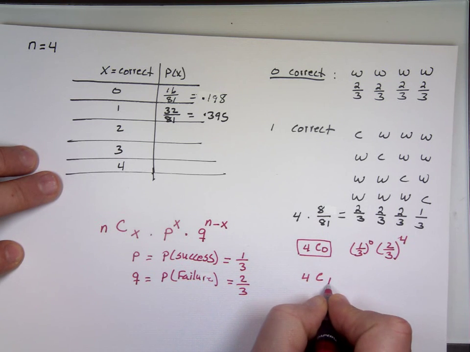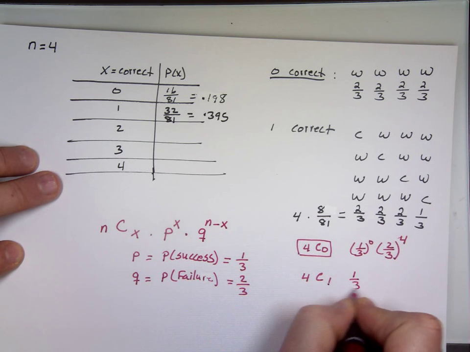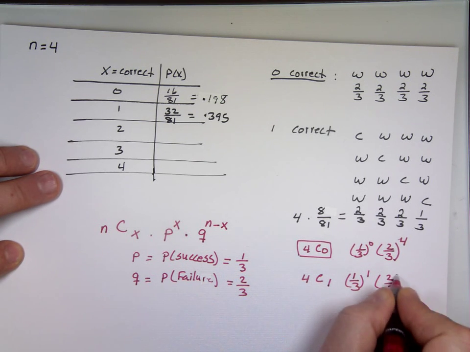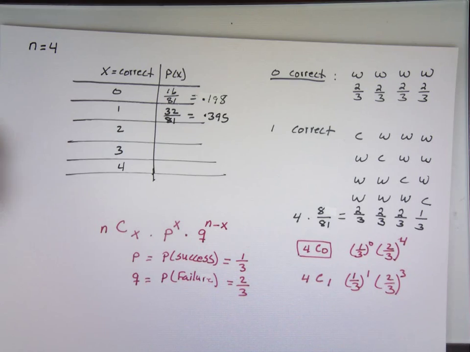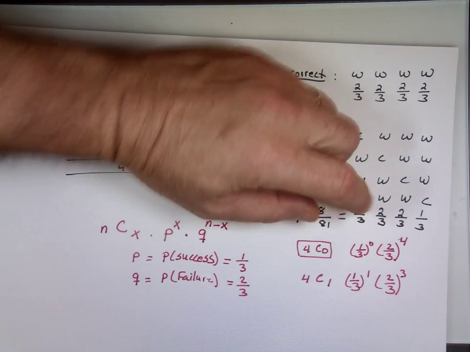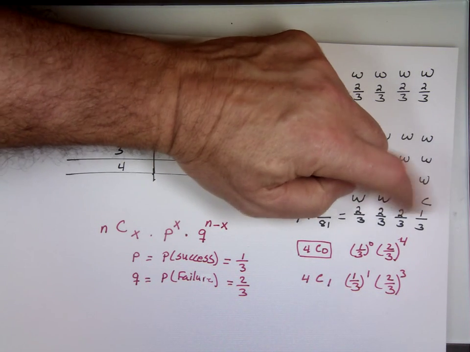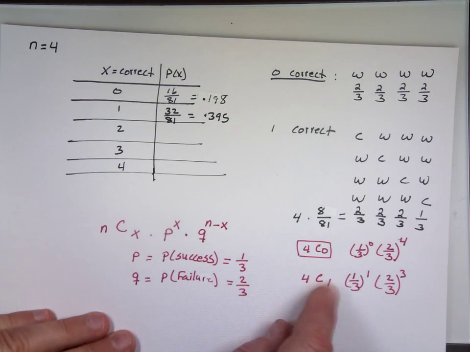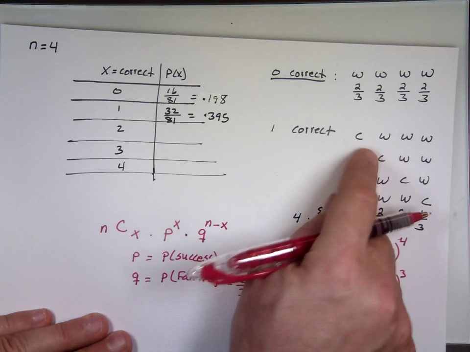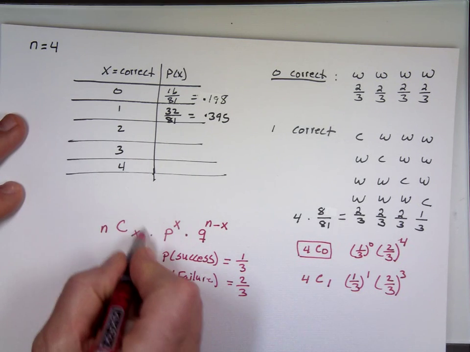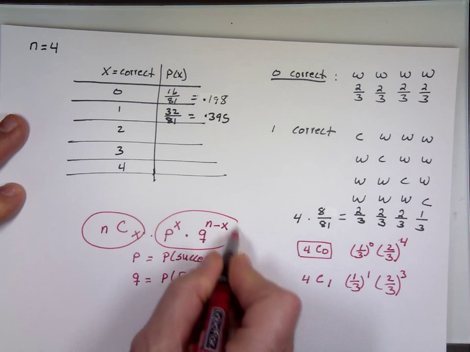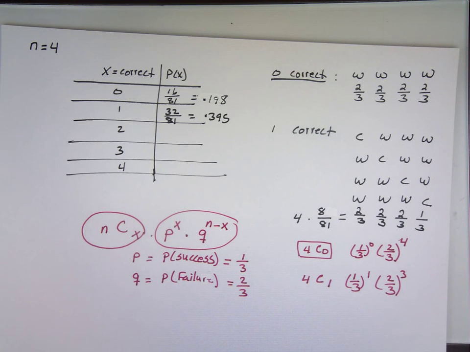4C1 times 1/3 to the 1 times 2/3 to the power of 4 minus 1, which is 3. And if you look at that, you see 2/3 how many times? 3 times, and 1/3 once. And 4C1, that's a 4. That tells you there are 4 cases here. So this one tells you how many cases exist, and this is the probability of each one of these cases. How many sets of these?